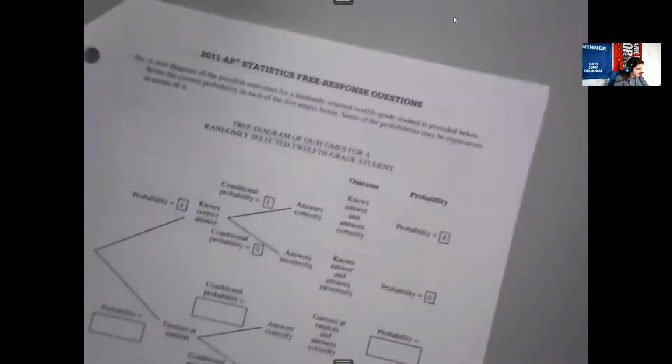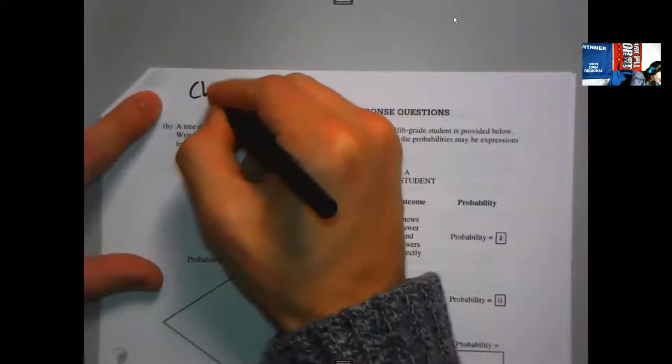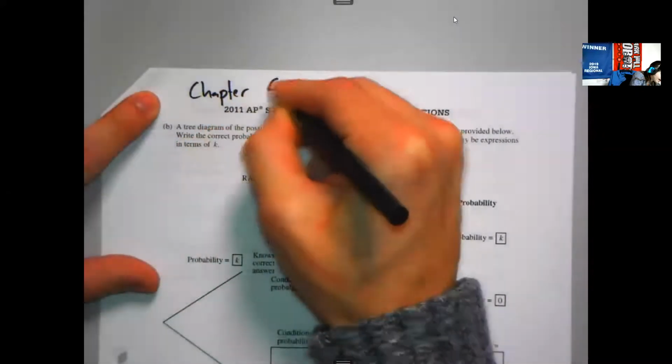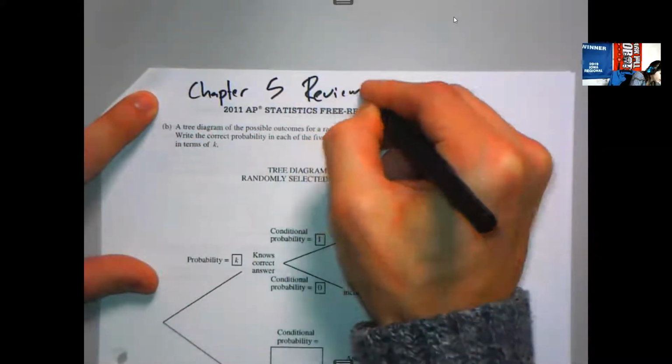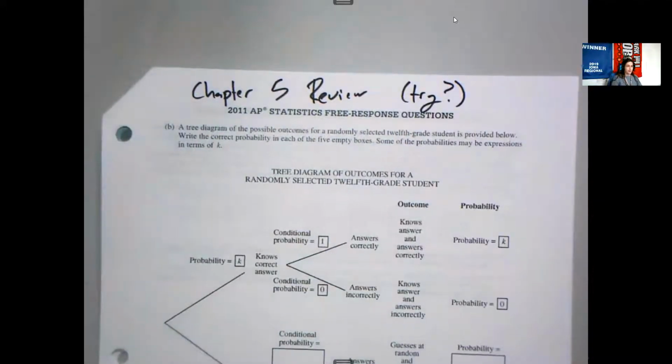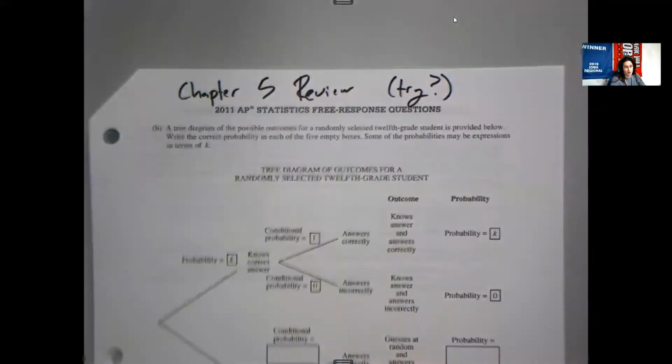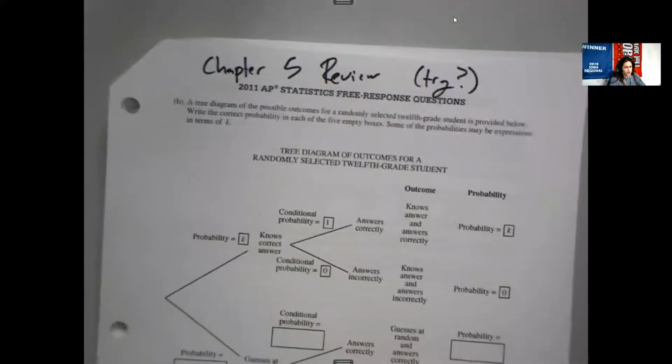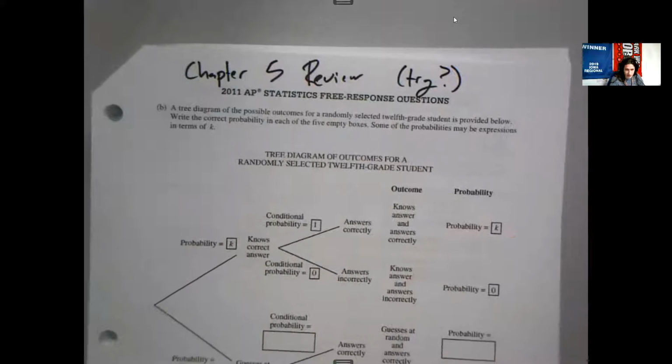Parts B, C, and D. This is chapter 5 review. You can do it if you want, but don't fret too much if you don't get it right away. We can go over that in class. That might be a great in-person thing to do. I don't want to take up video time talking about chapter 5 review. We'll come back to it later. Don't worry too much.